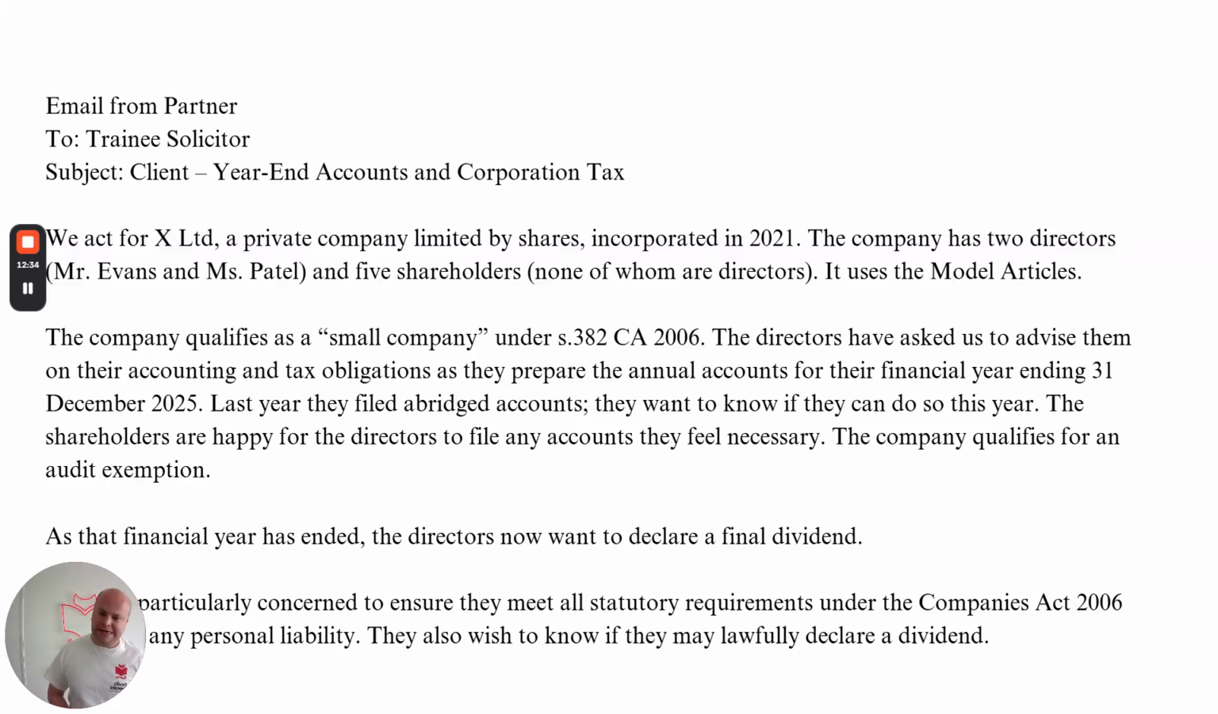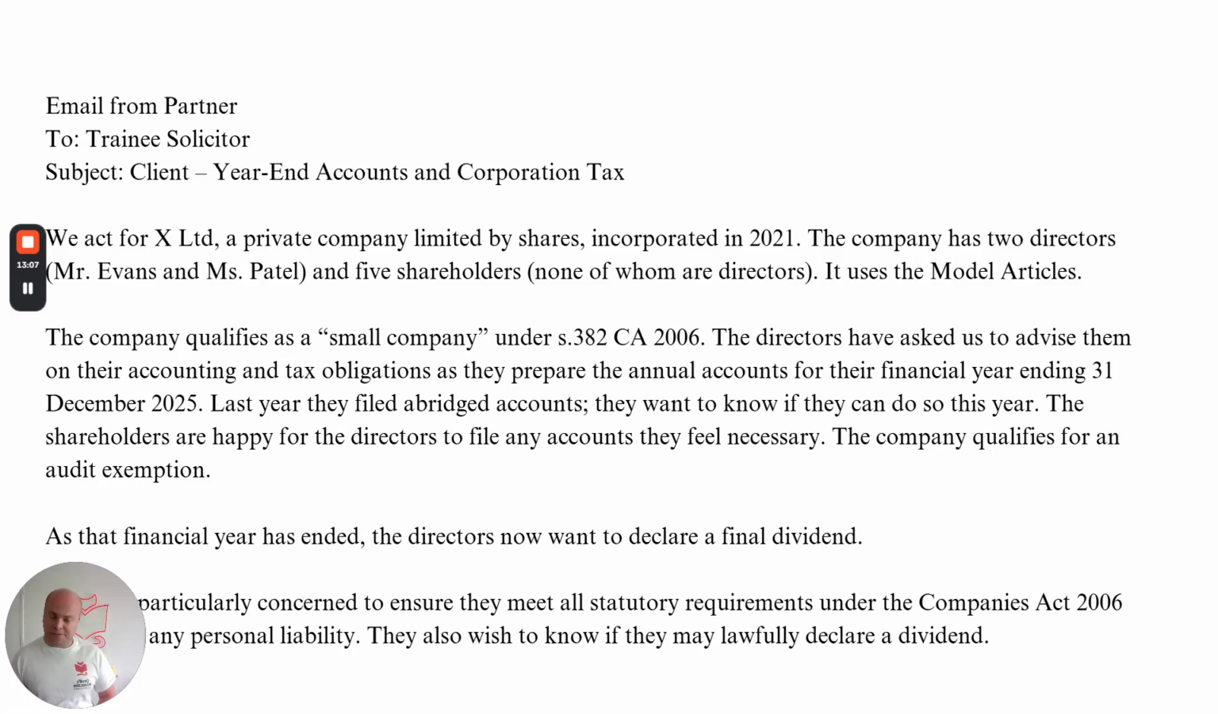So we act for X Limited, a private company limited by shares, incorporated in 2021. The company has 2 directors, Mr. Evans and Ms. Patel, and 5 shareholders, none of whom are directors. It uses the model articles. The company qualifies as a small company under Section 382 of the Companies Act 2006. The directors have asked us to advise them on their accounting and tax obligations as they prepare the annual accounts for their financial year ending 31st of December 2025.